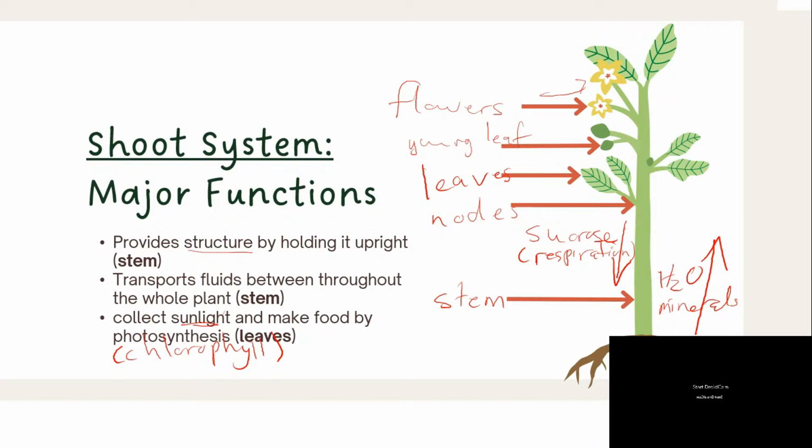Okay, plants in general are divided into two main categories. We have the flowering plants, which are called angiosperms. So maybe let me just write it here.